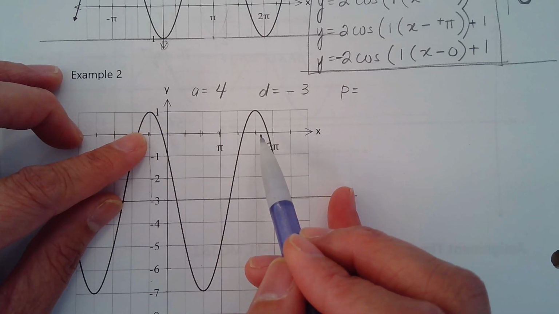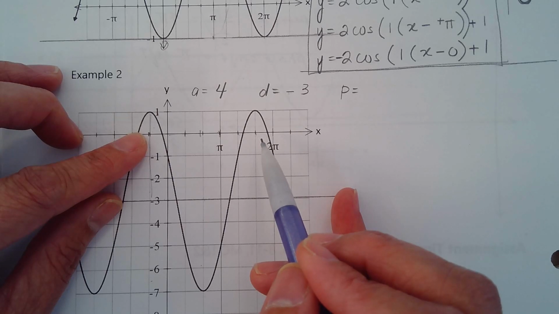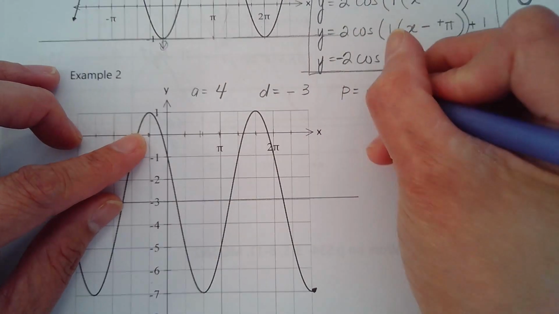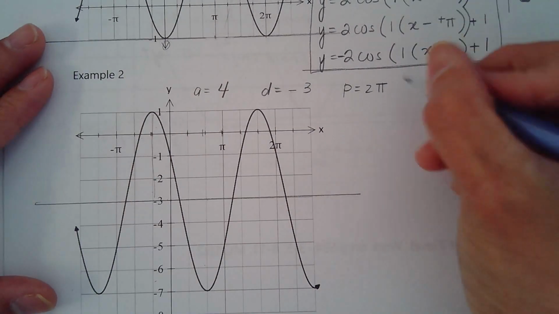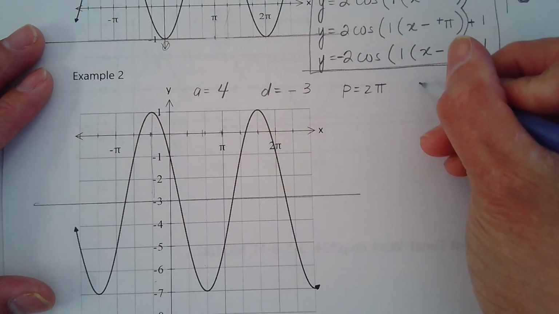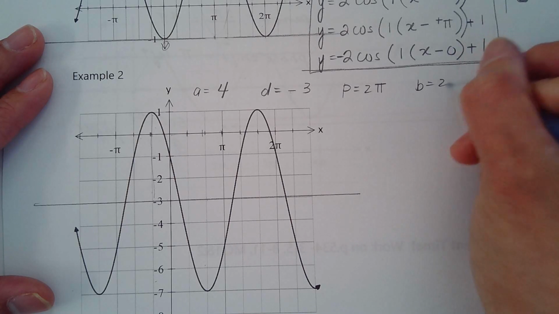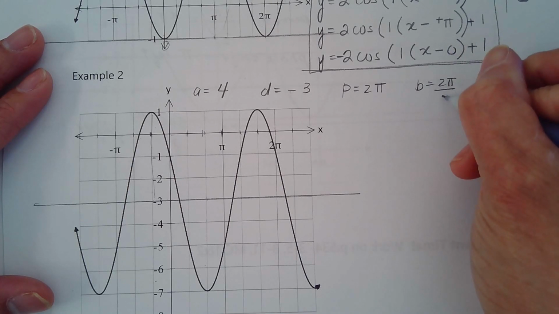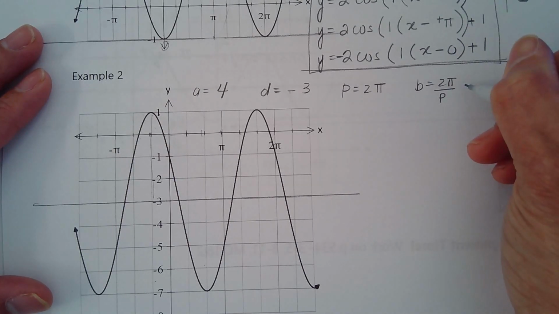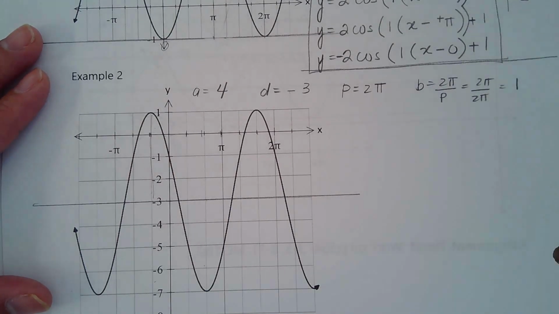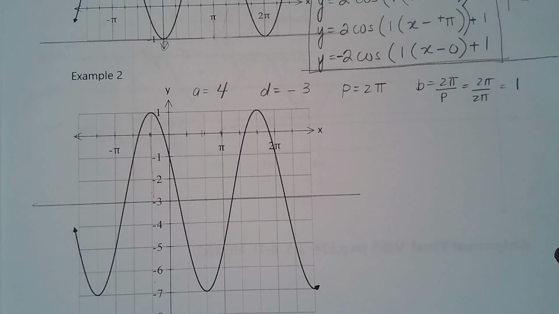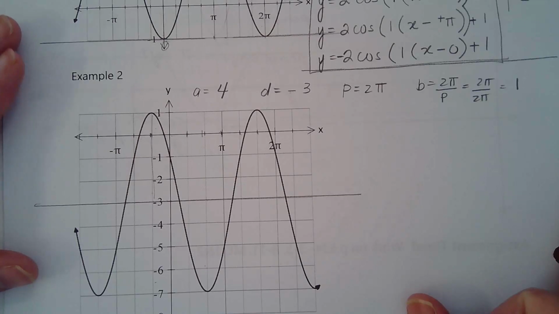So that means 6 pi thirds is 2 pi, right? Okay, so period is 2 pi, therefore B is equal to 2 pi over the period, which is 2 pi over 2 pi, which is 1. Okay, good. So these are the easy ones, A, B, and then the D. Now the C, let's take a look.